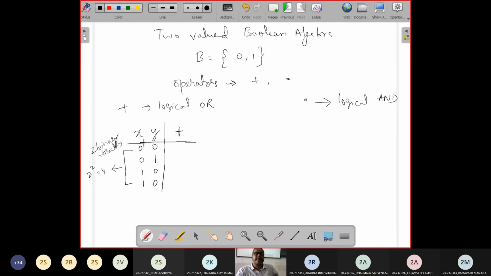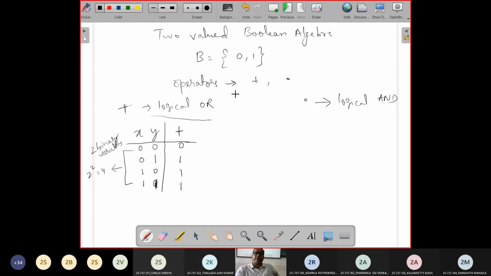Now I operate between these two variables. I say X logically ORed with Y. So what will be X logically ORed with Y? 0 OR 0 is 0. 0 OR 1 will be 1. 1 OR 0 is 1. 1 OR 1 will be 1. So this is how you do this. You define this first operator, which is called the logical OR operator in the case of a two-valued Boolean algebra.